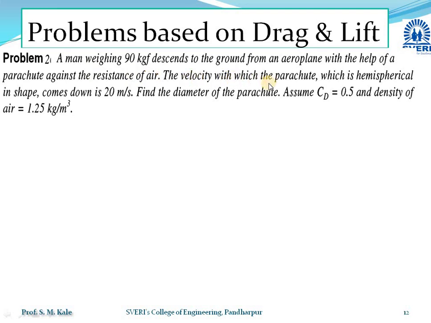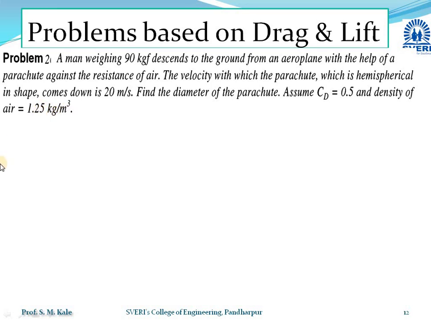The parachute, which is hemispherical in shape, comes down with a velocity of 20 meter per second. So this is the speed of the parachute. Find the diameter of the parachute. Assume CD is equal to 0.5 and density of air is 1.25 kg per meter cube.